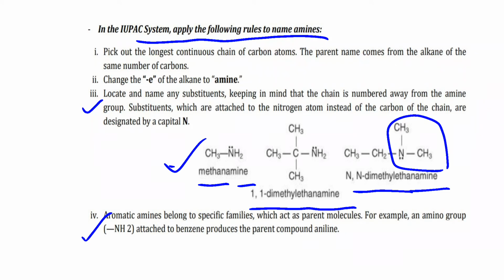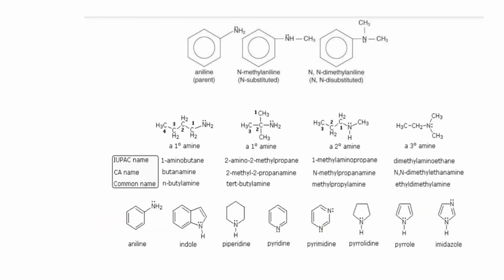Next, aromatic amines belong to the specific family which acts as the parent molecule. For example, an amino group NH2 attached to benzene produces the parent compound known as aniline. These are examples: aniline, N-methyl aniline, that is N-substituted aniline, and N,N-dimethyl aniline.